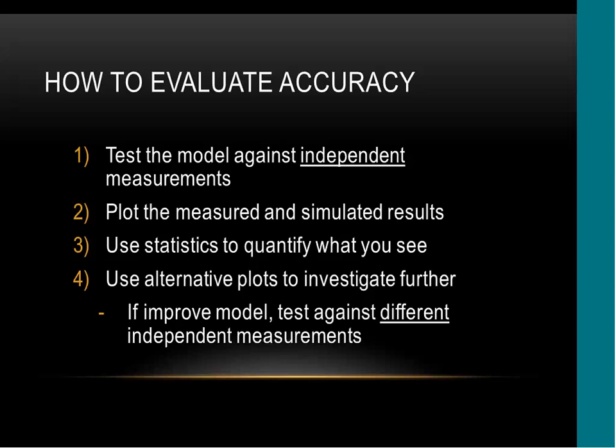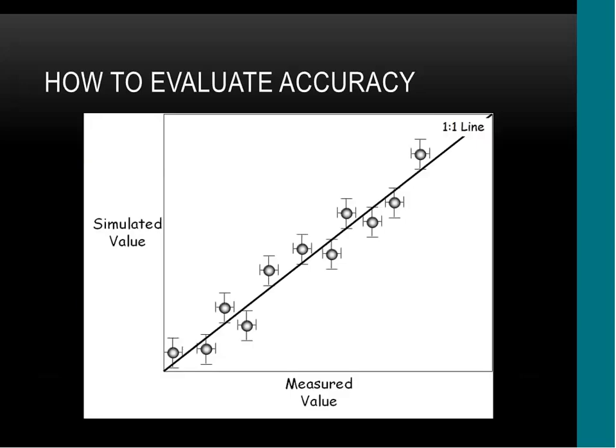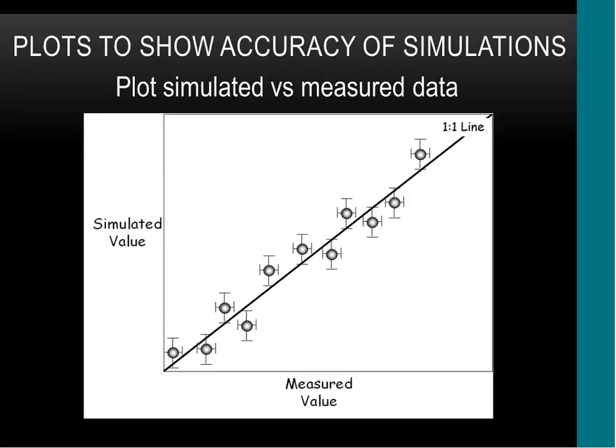We need to show that it's performing well under independent conditions. So a number of plots are available to show the accuracy of the data. The first one that a lot of people do is they plot the simulated values against the measured values and then see how well these compare to the one-to-one line. And immediately you can see whether you're significantly over-predicting or significantly under-predicting the measured values.